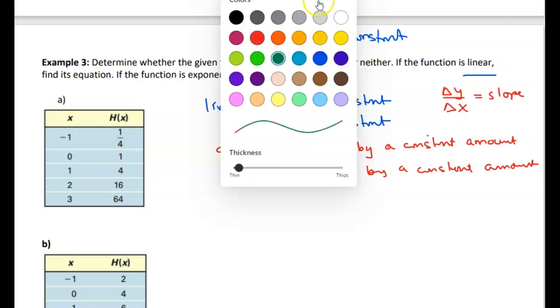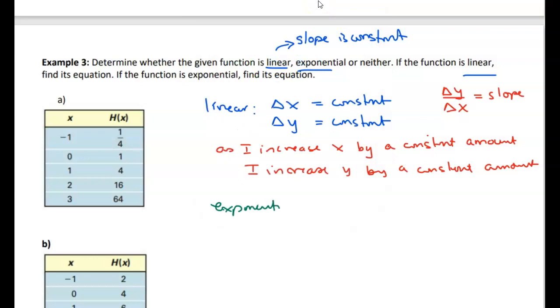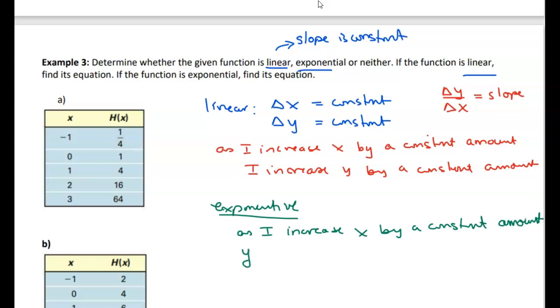Now for an exponential function, as I increase x by the same amount, the y value gets multiplied by the same amount. The ratio of y values, not the difference as in a linear, needs to stay constant. So as I increase x by a constant amount, y_(n+1) divided by y_n will stay a constant amount. That means that if I look at any value and divide by the previous one, y_(n+1) divided by y_n, that will always stay constant.